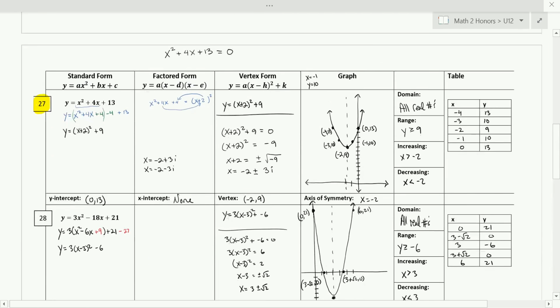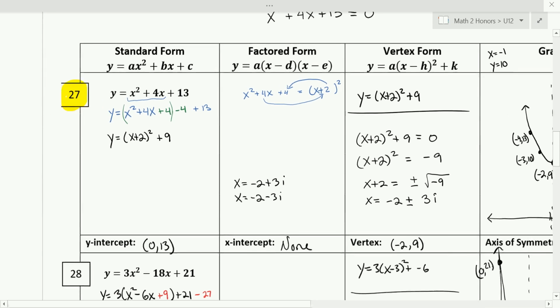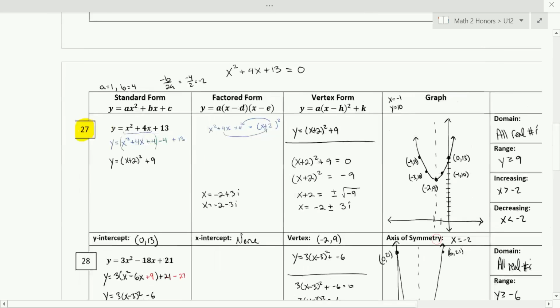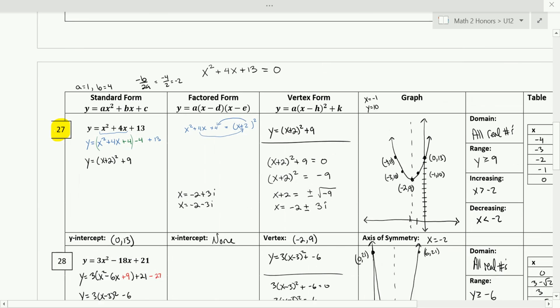Let's look at 27. On 27, what's a? 1. What's b? Okay, and so what is negative b over 2a? Negative 4 over 2, which is negative 2. Is that our axis of symmetry? There it is. Right? So if you go back and look at all of them, you'll see that if you looked here and said negative b over 2a, it would always be your axis of symmetry. Always.